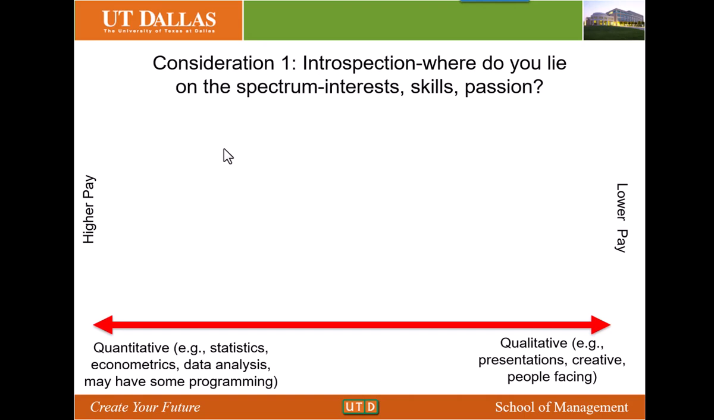So what I'm going to talk about now is a series of considerations. Okay, now you know this background. Now let's talk about the things you need to be thinking about when deciding on a track. The first consideration is you really have to be honest with yourself and think about where your interests lie. Are they more, and your skills, I'm sorry, not just interests. Is it more on the quantitative side, like statistics, econometrics, you're good at that? Or are you more a people person, creative, people-facing? There's higher pay on the quantitative side, lower pay as a general rule on the qualitative side.